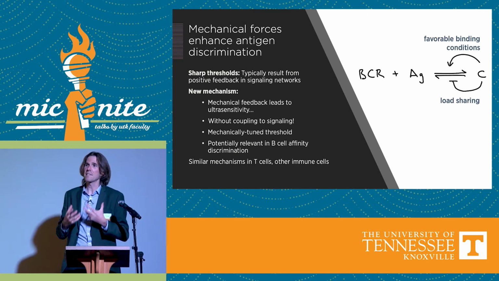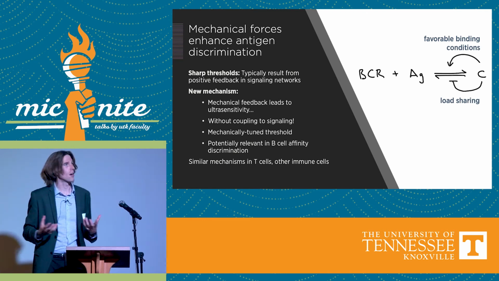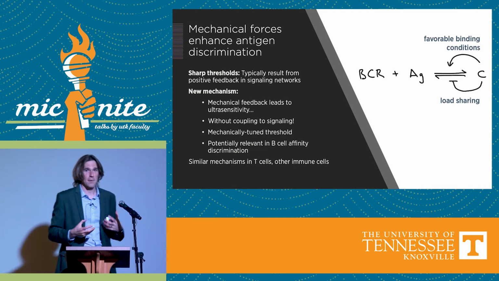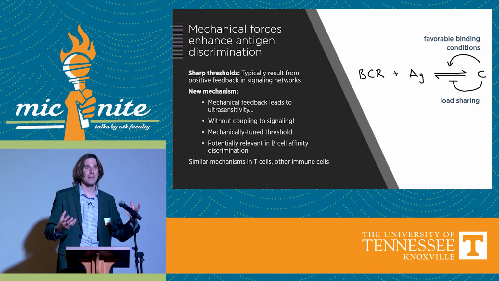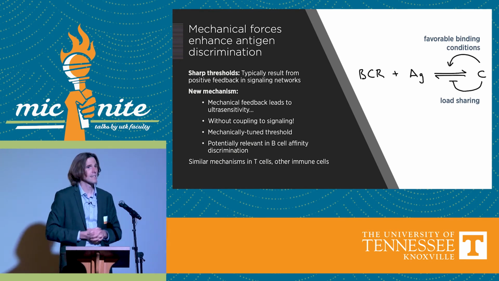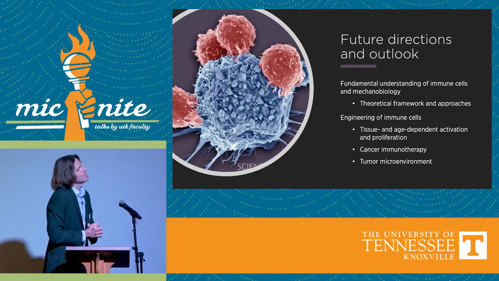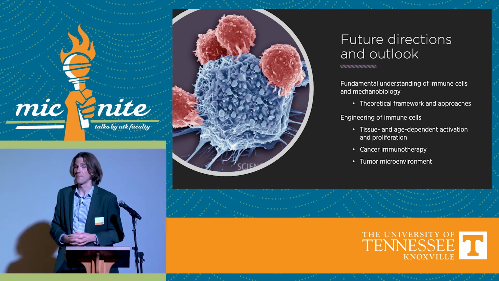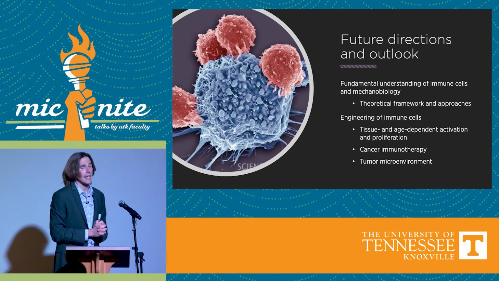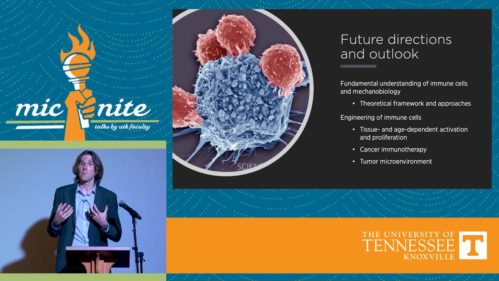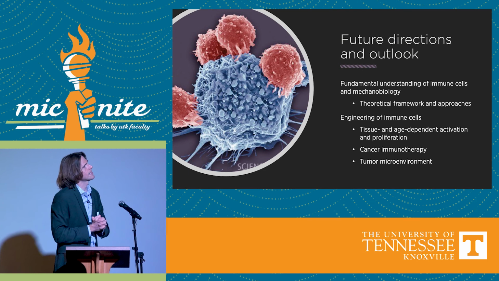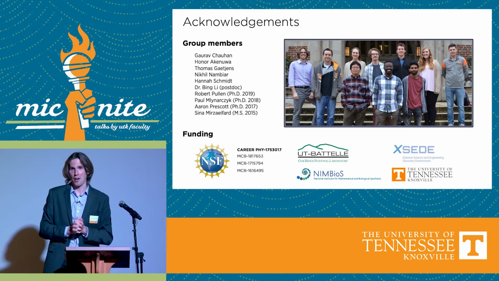Okay, so what do we have here? We have this emerging picture of mechanical forces in immunology. Okay, so my group is providing the mathematical underpinnings of this idea. So traditionally, people think about sharp thresholds as being a consequence of things happening inside of the cell. What we're proposing is it's actually things at the surface of the cell, the forces of the mechanics, that can influence cellular responses. So in the future, we're really interested in having a fundamental understanding of immune cells, along with applications in the engineering of immune cells. For example, in cancer immunotherapy, understanding the effects of tumor microenvironment where stiffnesses can vary, and understanding how to activate cells in different contexts.